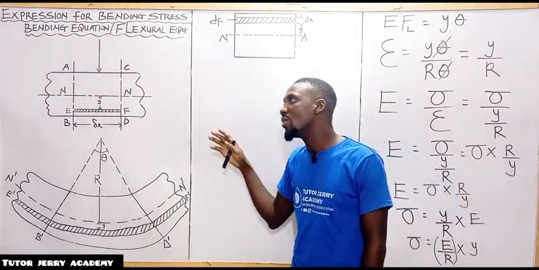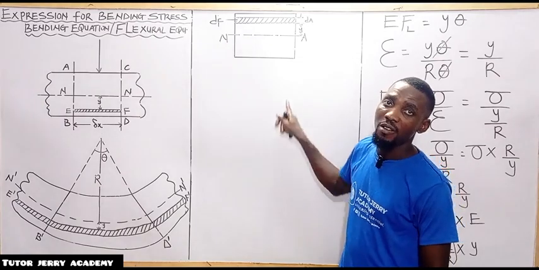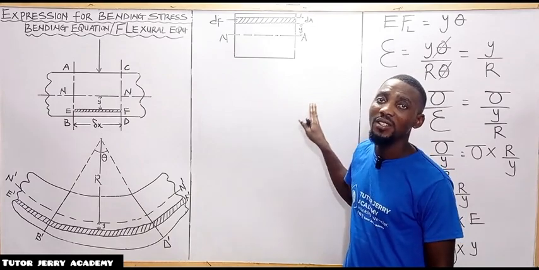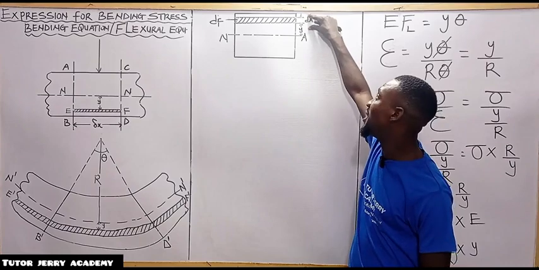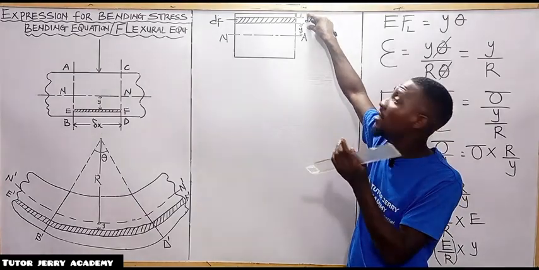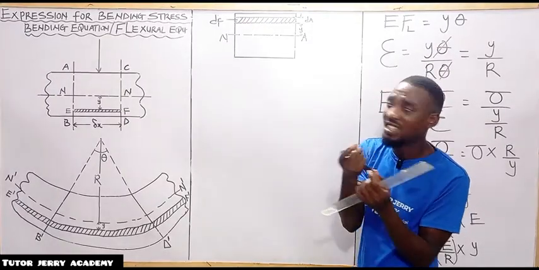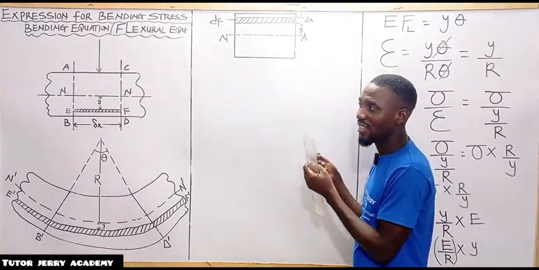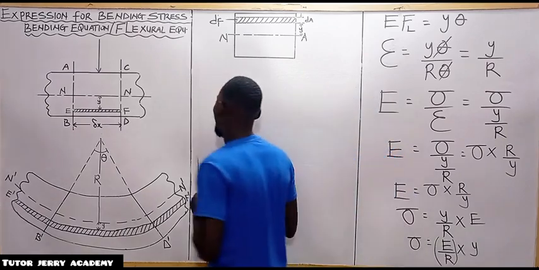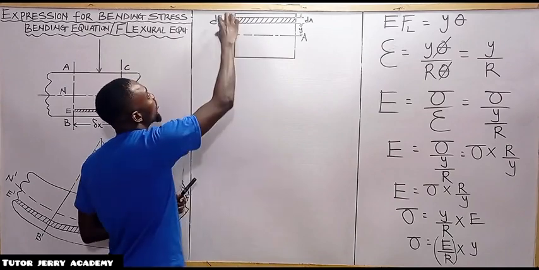And how do we do that? We know that stress is equal to force over area. If we make force the subject, it's going to be stress multiplied by area. But the area we are considering here is dA, because we are just considering a strip from this rectangular section. That is just a small portion. That is why it's going to be dA. So from that formula we know that our force here is going to be dF.